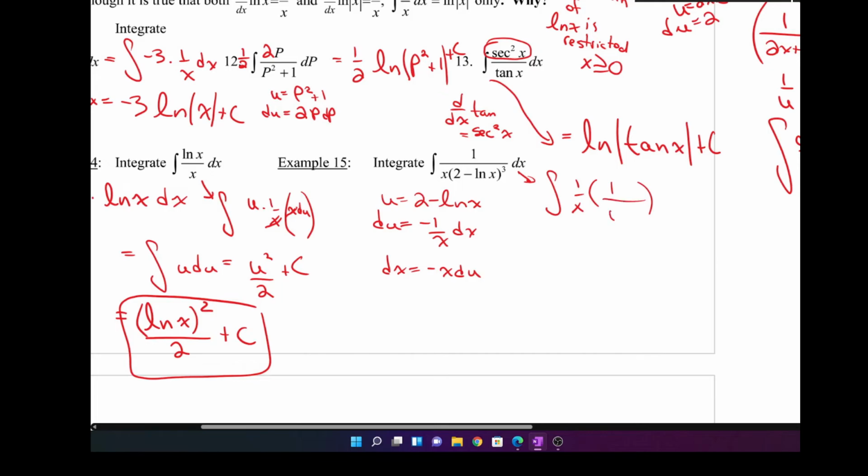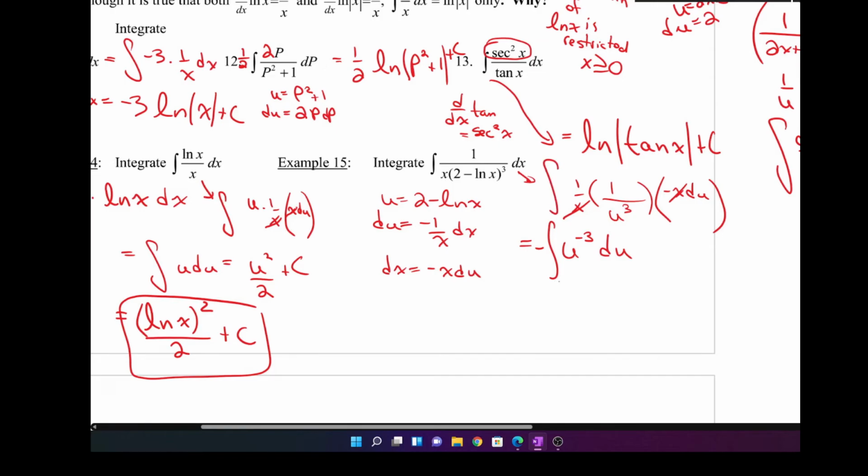1 over u cubed, and dx is a negative x du. And this x and that x cancel out, so I have a negative in front, and this is a u to the negative 3 power and a du. Right now I'm trying to figure out that integral. My bad, trying to figure out that integral.